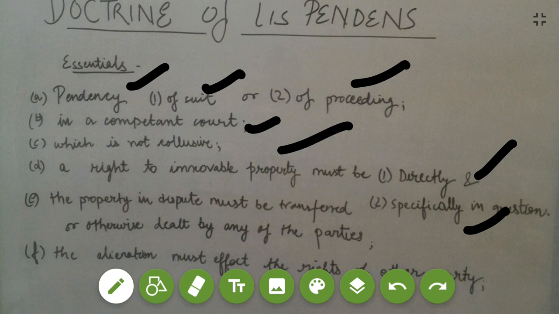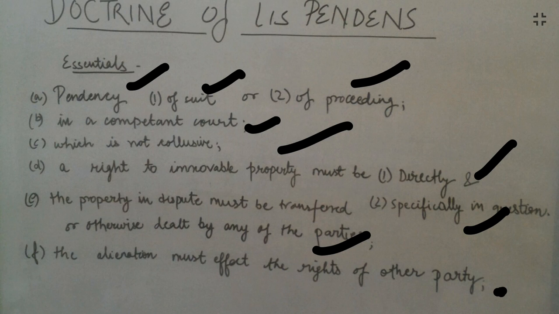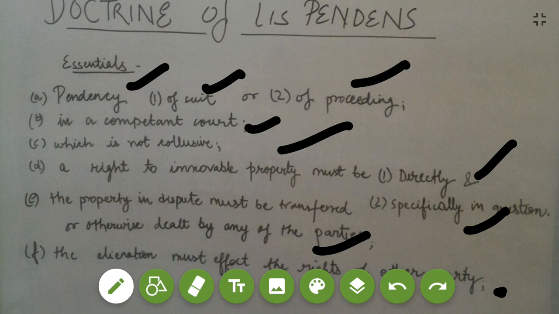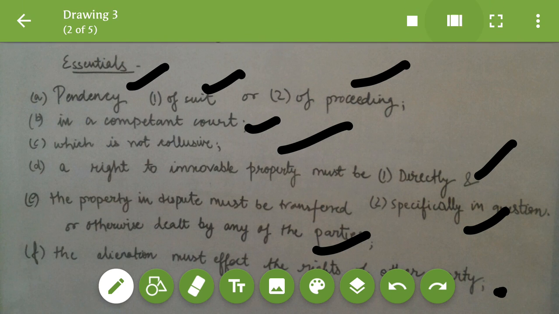Then it says the property in dispute must be transferred or otherwise dealt with by any of the parties. जो इमूवेबल प्रॉपर्टी है वो ट्रांसफर की गई हो या otherwise it should have been dealt with by any of the parties. And the next point says that the alienation must affect the rights of the other party. यानी अगर एलियनेशन होगा, ये प्रॉपर्टी आगे ट्रांसफर होती है या कुछ भी होता है, तो वो दोनों पार्टीज के राइट को अफेक्ट करेगी, ऐसा सूट होना चाहिए आपके कोर्ट में पेंडिंग.